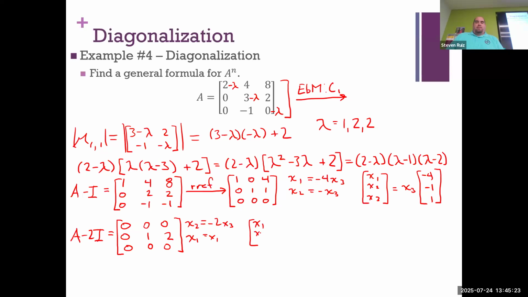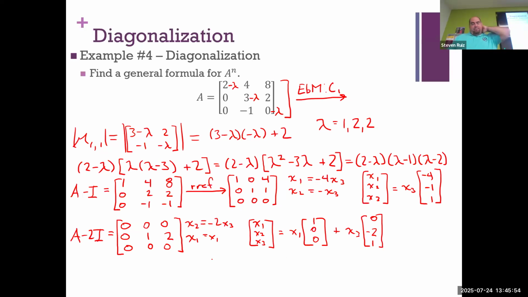So then (x1, x2, x3) equals x1 times a vector plus x3 times a different vector. I think x1 is just (1, 0, 0). And then x3 will be (0, -2, 1). All right.